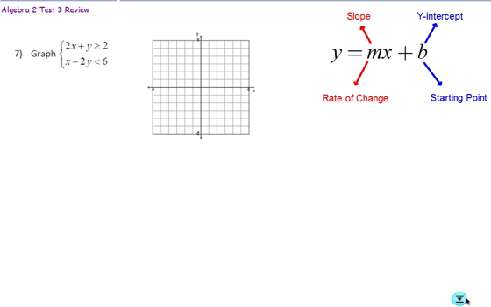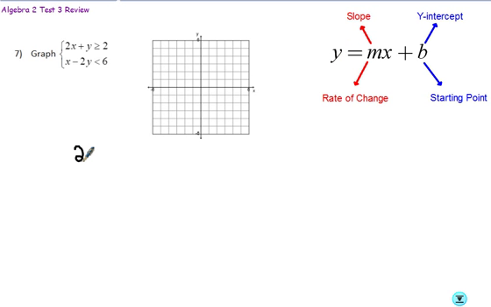Alright, so for number 7, no word problem here, nothing too tricky, it's just straight up graph it. Now to graph, we want it to be in slope-intercept form. Slope-intercept form is where the y is by itself, everything else over to the right side. These two guys are not in slope-intercept form. That's alright, we just got to rewrite it.